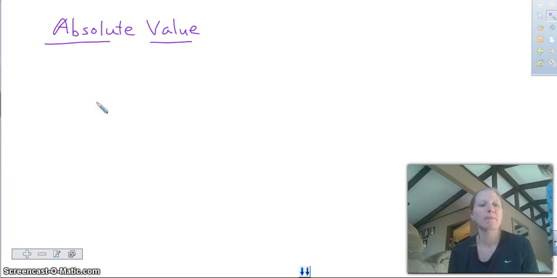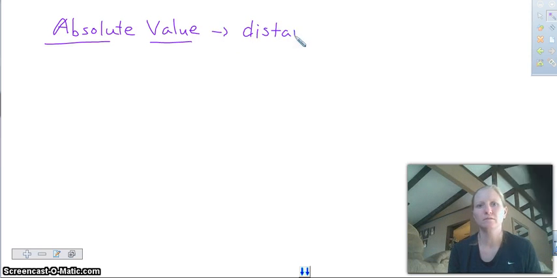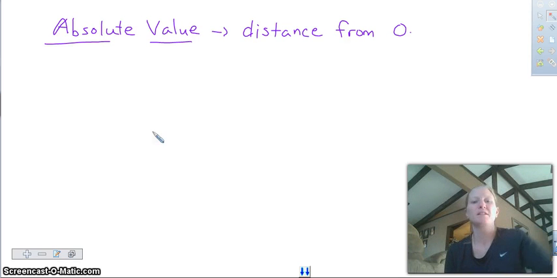Okay? Okay, so absolute value. You have that written down. Like I said, it's a very, very important thing in math. Absolute value is the distance from 0, the number 0. So, go for it. The distance from 0.